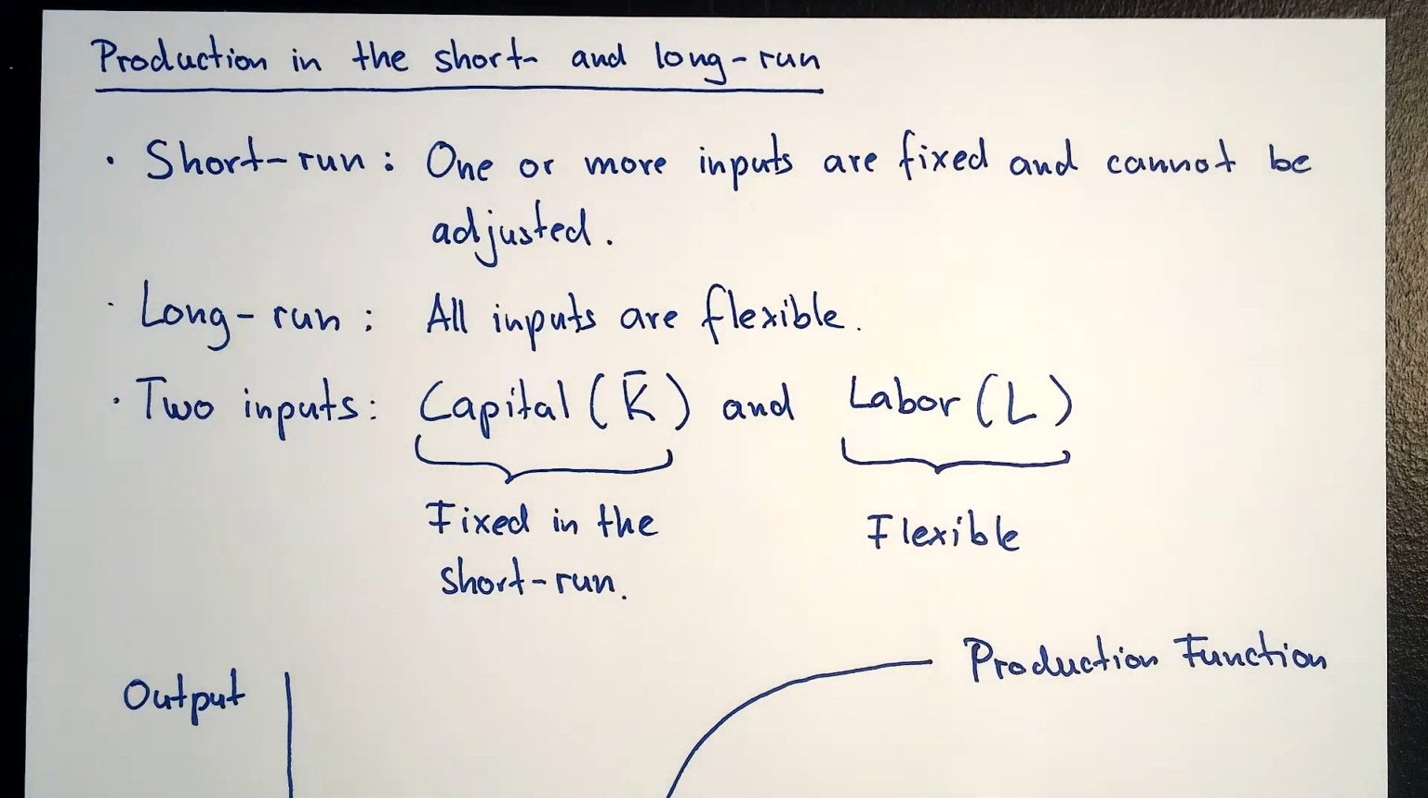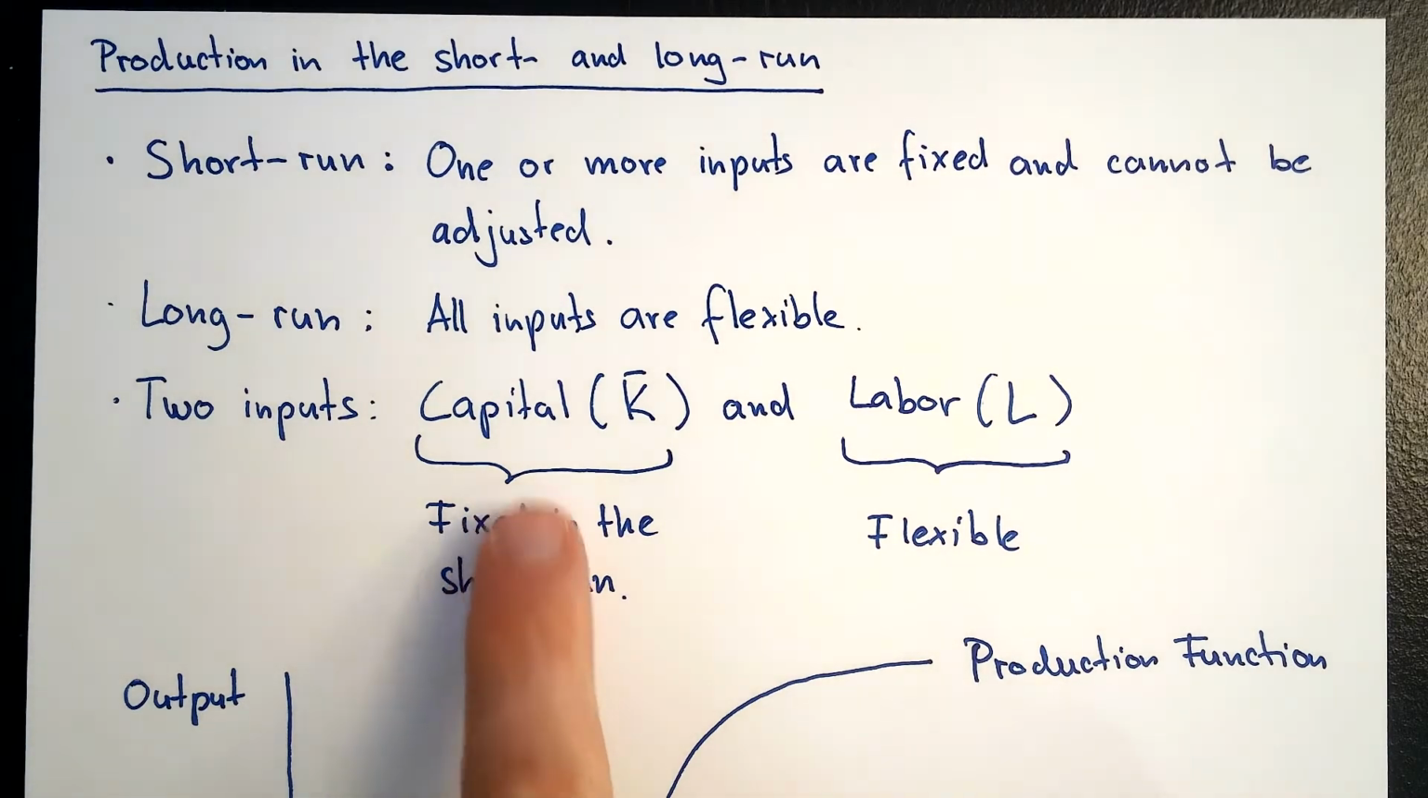Now, in the long run, all inputs are flexible, in the sense that, coming back to the example of the shoe store, if you want to adjust your output or your ability to sell shoes, and you want to go either into a smaller store or into a larger store, then you can do so in the long run, but not in the short run. Now, for the purpose of this class, and also for producer theory in general, we can differentiate two inputs.